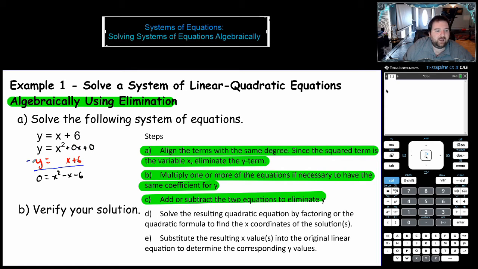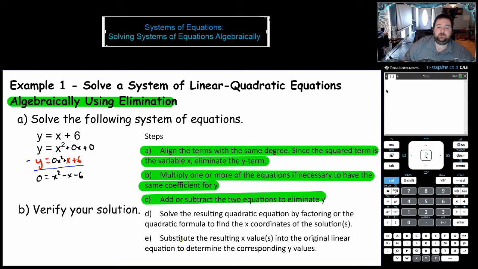What's 0x minus x? That's minus x. What's 0 minus 6? Well, that would be negative 6. And of course, this would be 0x squared, right? And x squared minus 0x squared is just x squared. And so this is why you want to line them up. It's going to help you with this step. So our equation here is x squared minus x minus 6 using elimination.